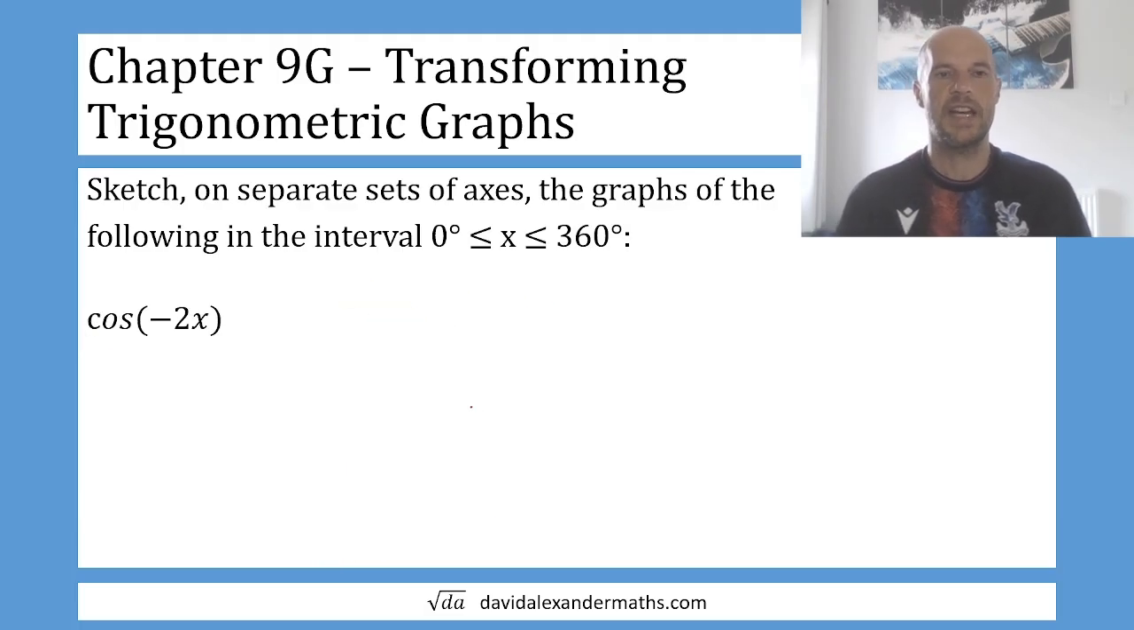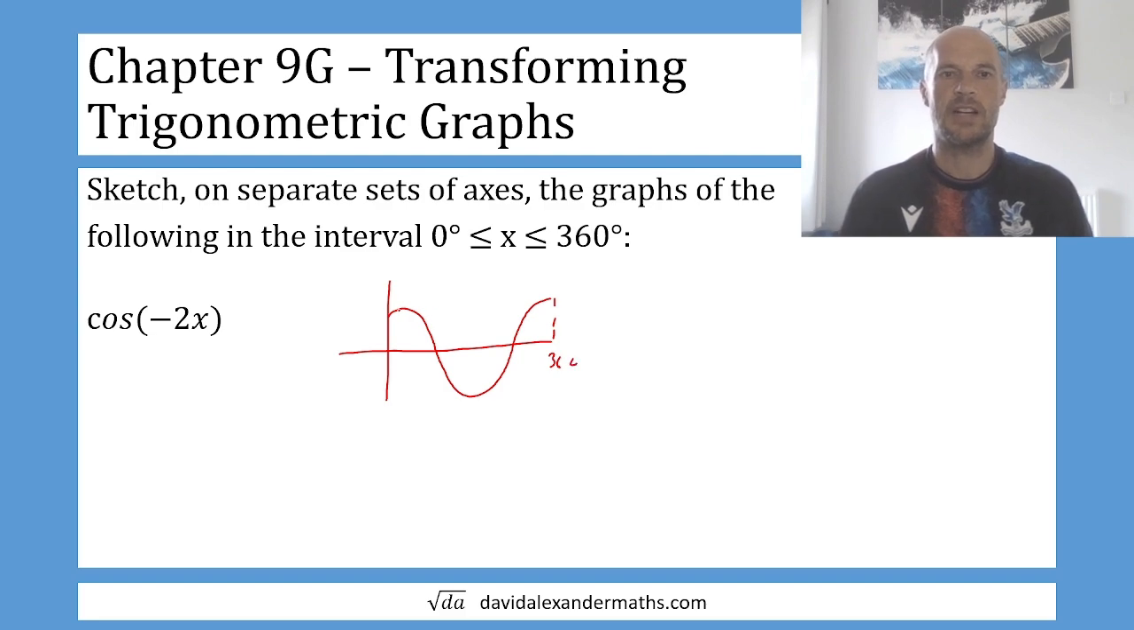Okay, so the cos of -2x. First of all, let's do the cos of x again. So the cos of x looks like so between 0 and 360 degrees, with a maximum of 1 and a minimum of -1. Now, what does the cos of 2x look like?